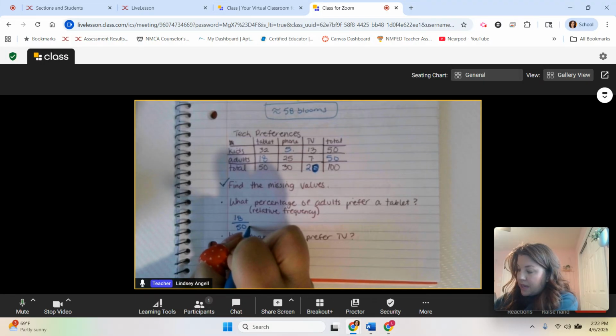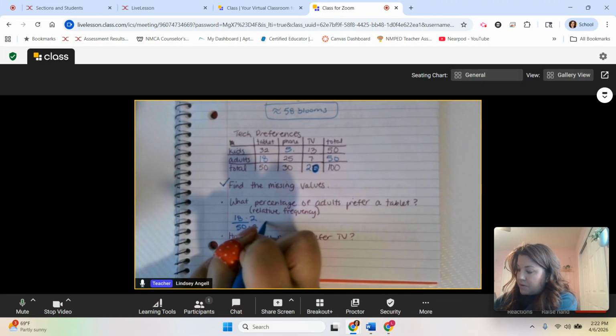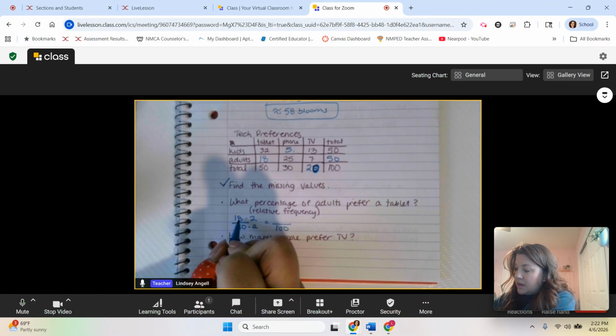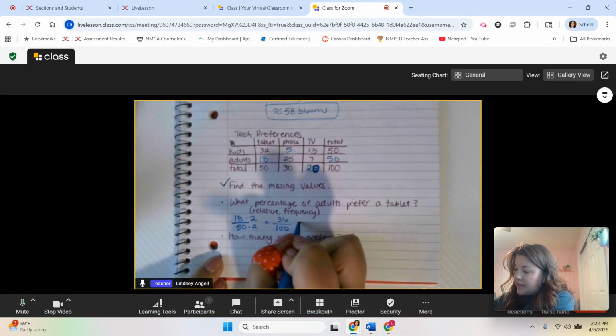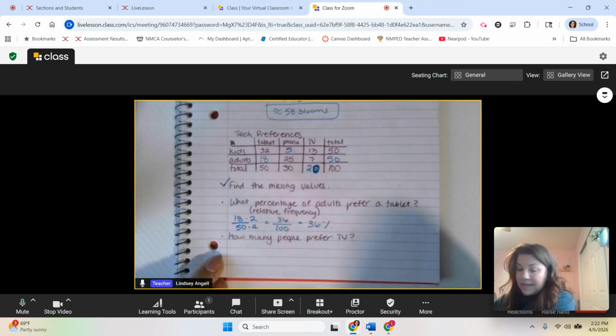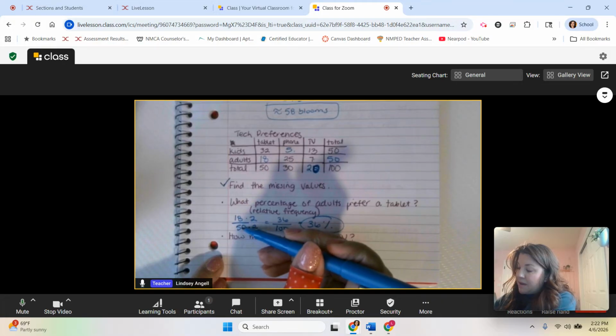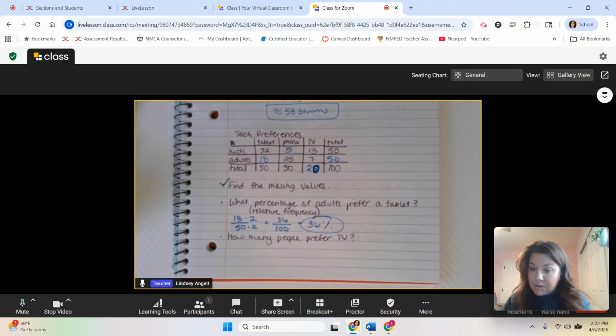So one thing I noticed right away is that I could multiply both of those by 2, and that makes my denominator out of 100. And then 18 times 2 is 36, so that would give me 36%. You also could have divided 18 by 50. That would give you the decimal of 0.36. And then multiply that by 100, again getting 36%.